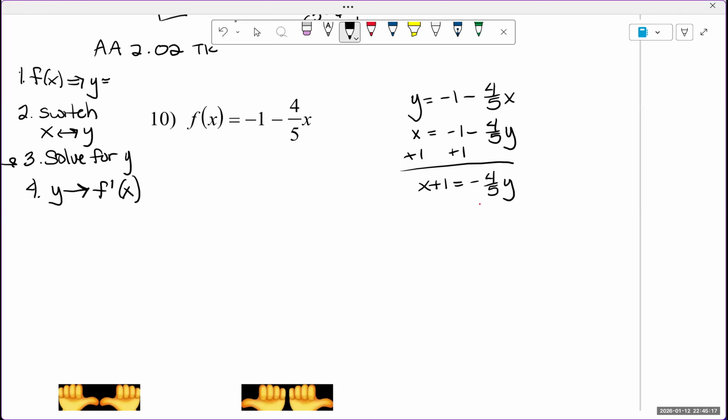Now we need to get rid of a top number of 4 and a bottom number of 5. So I'm going to multiply everything by -5/4. So I get -5/4 x minus 5/4. Cancel, cancel, is equal to y. So f inverse of x is -5/4 x minus 5/4.